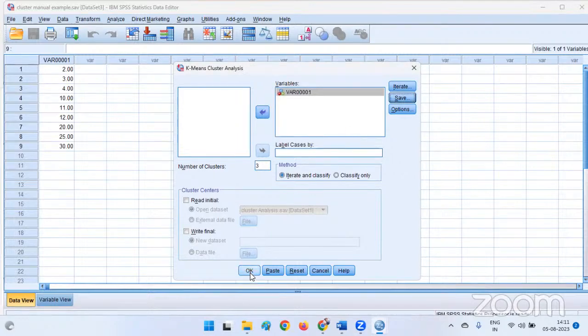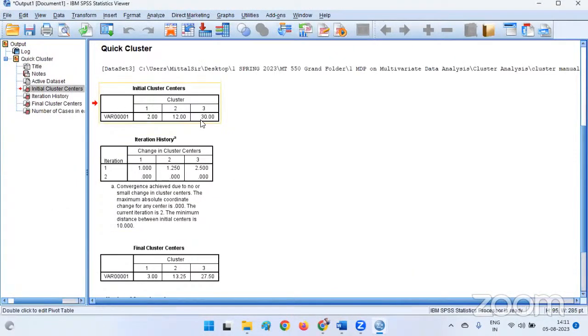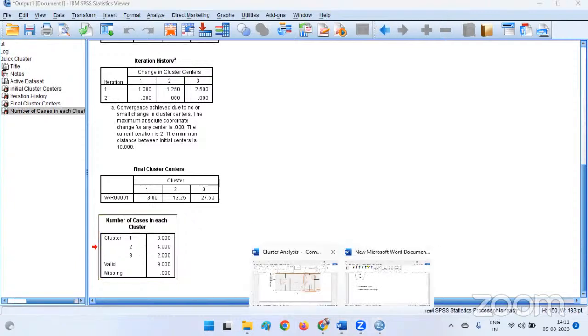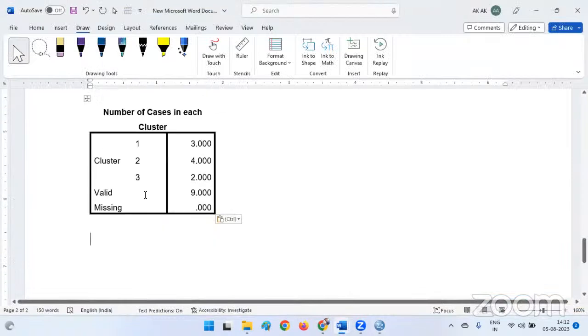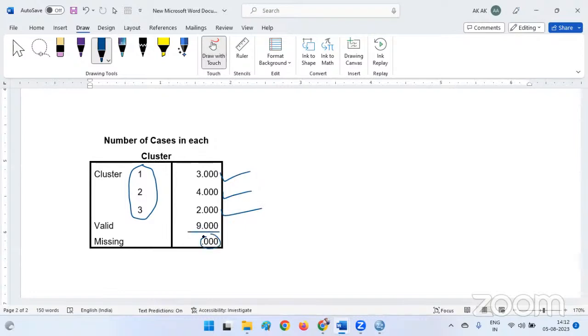Continue and okay. So now we can forget all about the initial cluster centers and final cluster centers. The important table is this one. In this table, we can see that there are 3 clusters. We asked the software to make 3 clusters. Cluster 1, 3 units; cluster 2, 4 units; cluster 3, 2 units, and zero missing, total 9 observations. So 9 observations have been divided like this: 3, 4, and 2.